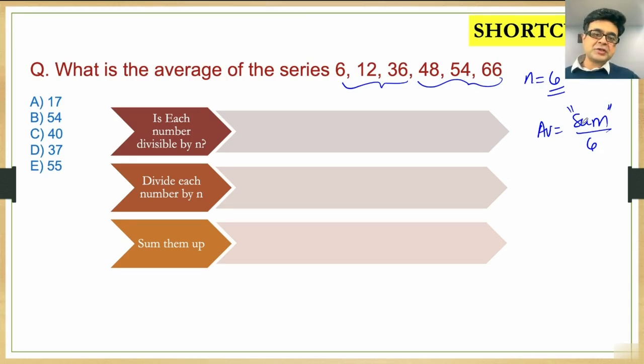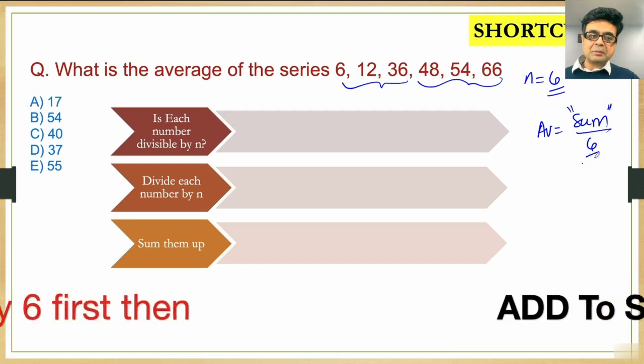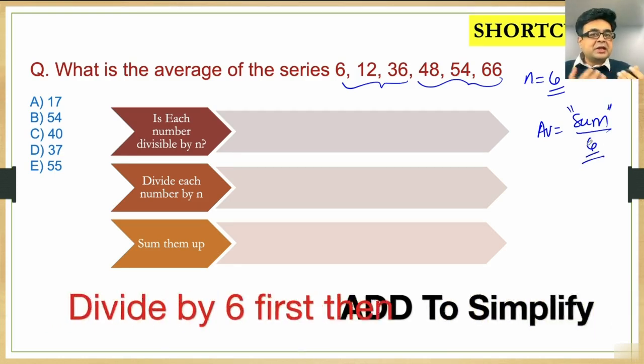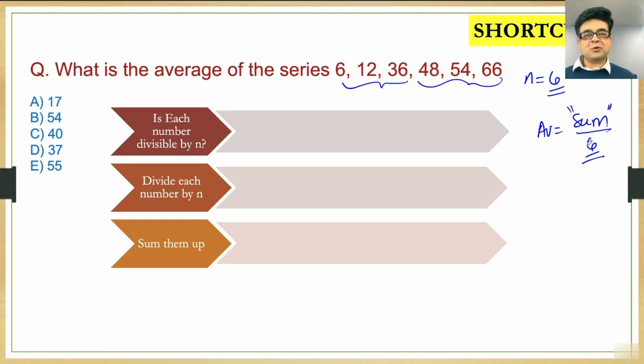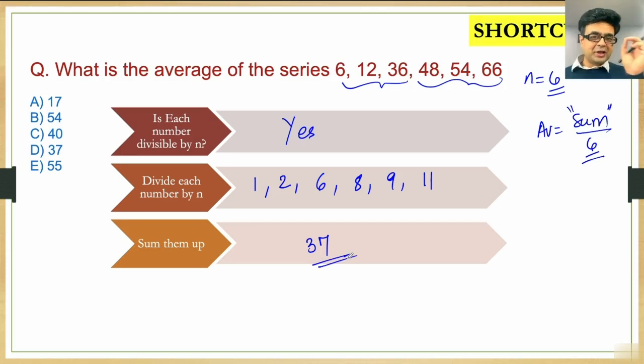However, what if I first divided each of the numbers individually by 6 and then added them up? I will get the same result, but probably the sum would be simpler. So first I checked, is each number divisible by n, which is my number of elements, and I say yes. Then let's just divide them. So 6 divided by 6 becomes 1. 12 divided by 6 becomes 2, then 6, 8, 9, and 11. The complexity of my calculation all of a sudden became very, very simple, and my answer to the question becomes 37. I hope you followed so far. If not, take a moment to quickly review this before we move on to the next shortcut.